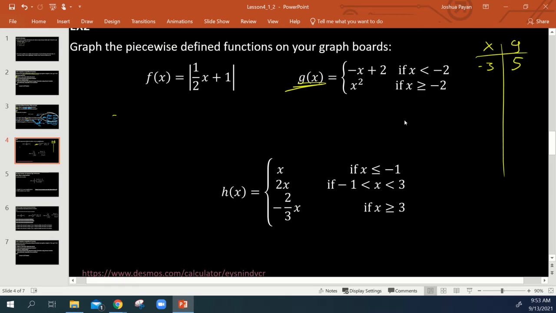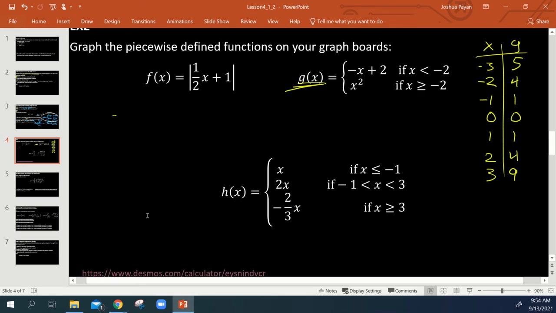Then we're at -2. Well, -2 is not less than -2. It's greater than or equal to -2, so that means we're going to use this piece of the function. So at -2 squared, well, that's just 4. -1 squared is 1. 0 is 0. 1 squared is 1. 2 squared is 4. And 3 squared is 9.